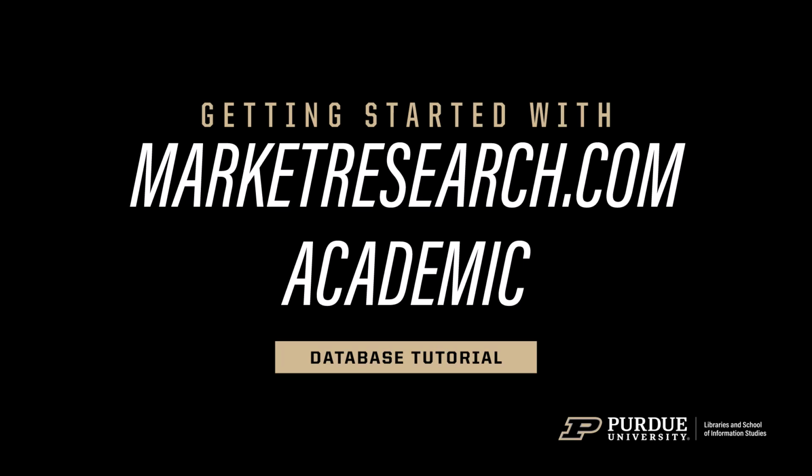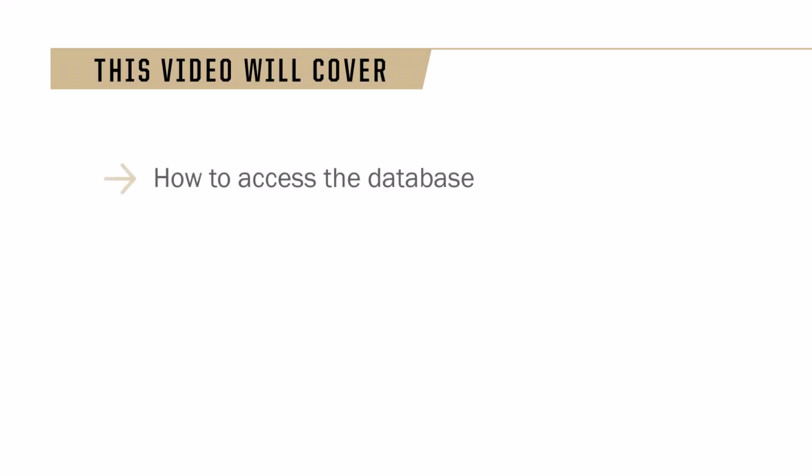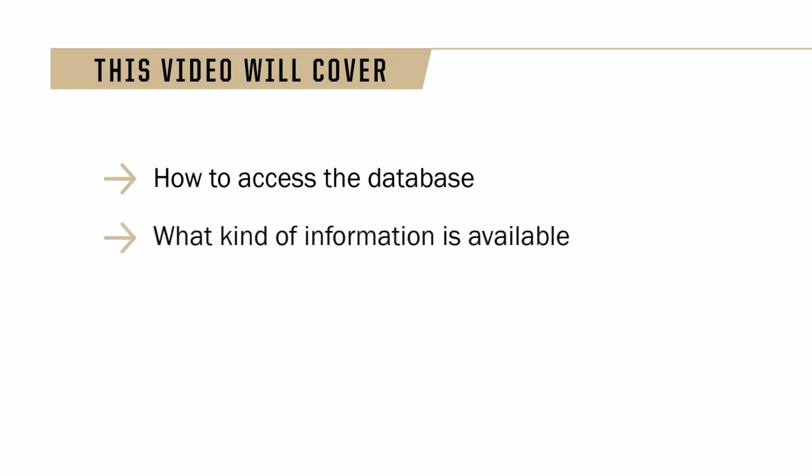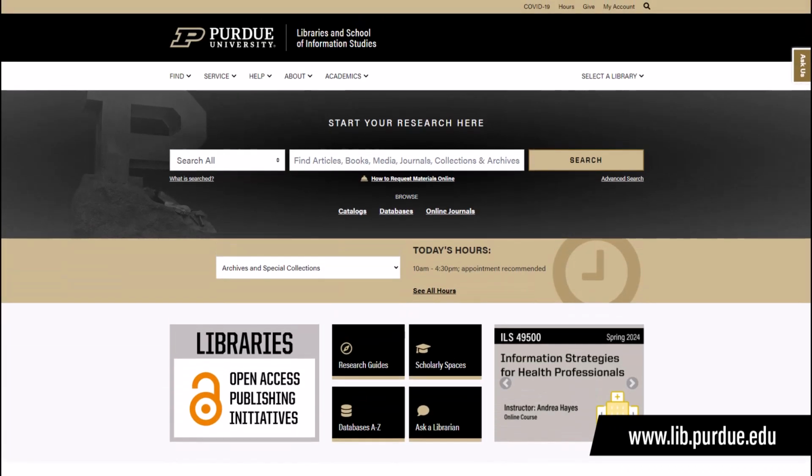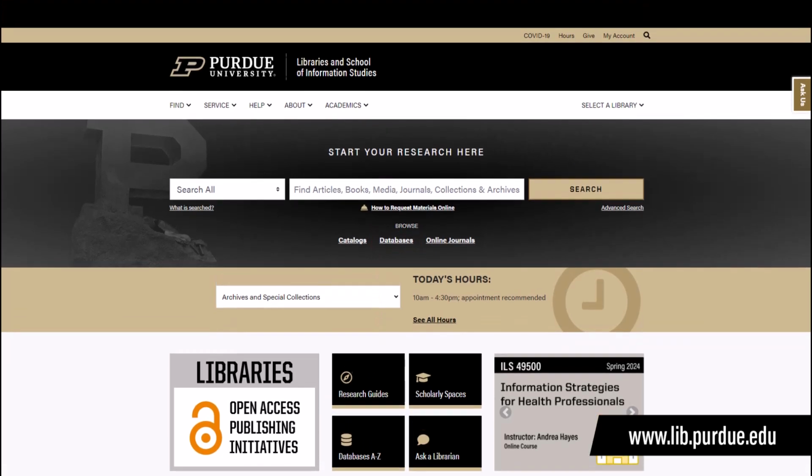Today we cover MarketResearch.com Academic. We'll go over how to access the database, what kind of information is available, and how to use their market research reports. Let's get started. Go to the Purdue Library's website to locate our A to Z list of databases. You'll find MarketResearch.com Academic on this list.